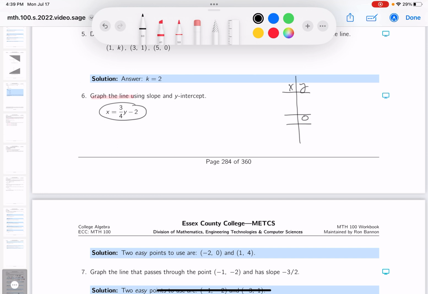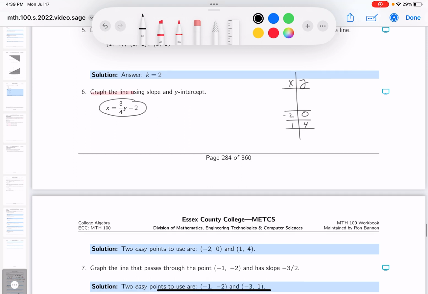If Y is 0, X would be minus 2. Next up, let's take a look at that. I'd probably pick 4 to be Y. It's an easy number. What do you get? 3 minus 2, which is 1. So I'm going to graph the line with those 2 points down.